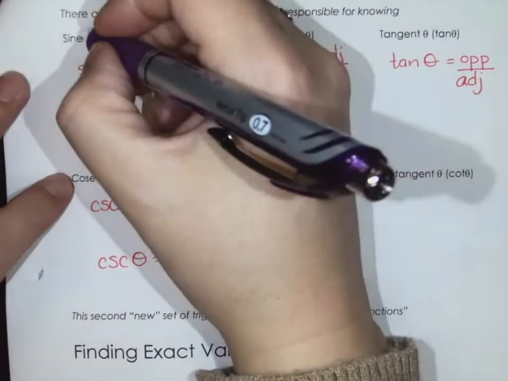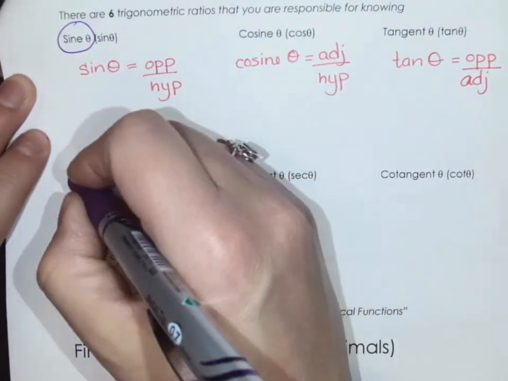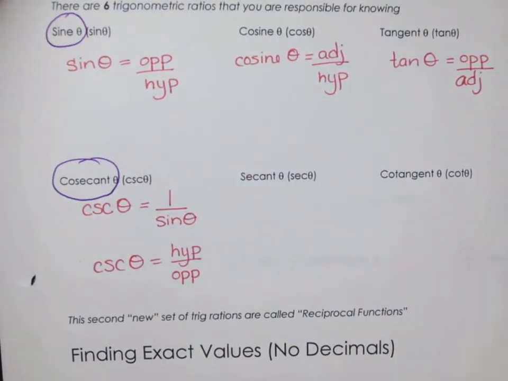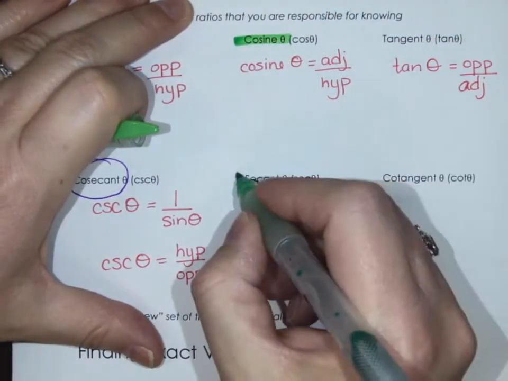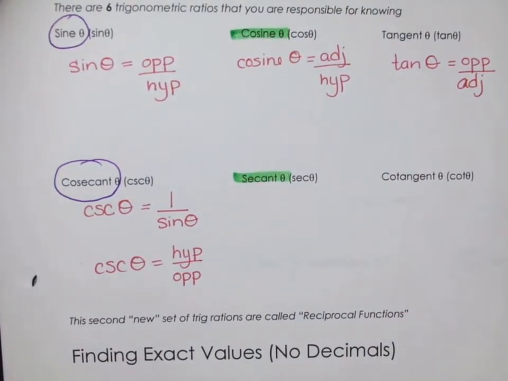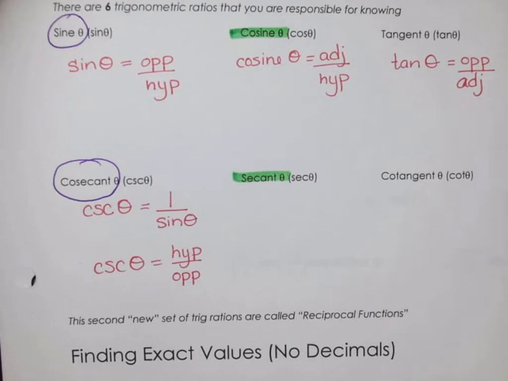Okay, sine and cosecant are the reciprocal functions of each other. And then we have cosine and secant, who are the reciprocal functions of each other. So yes, it's confusing because sine should go with secant because they're both S's, but that is not the case. It's always opposites.